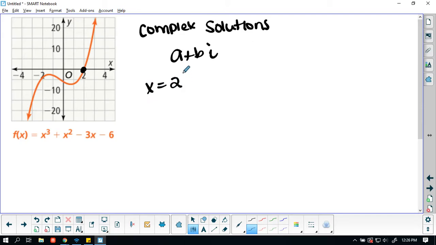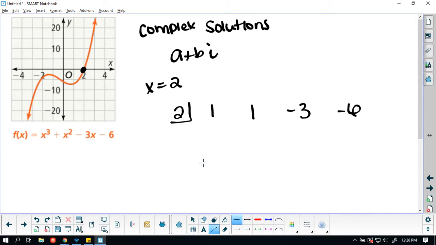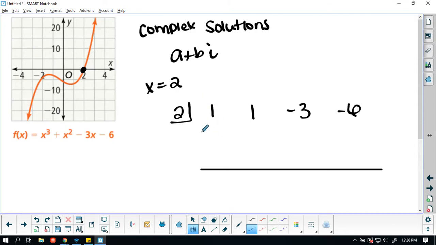And what I'm going to do with this is use synthetic division. I'm going to factor out the x minus 2 factor, or when x is equal to 2. Take my coefficients here. So this is 1, 1, -3, -6. For synthetic division, I'm going to take this first value, pull it down, and then start my pattern of multiplication and addition.